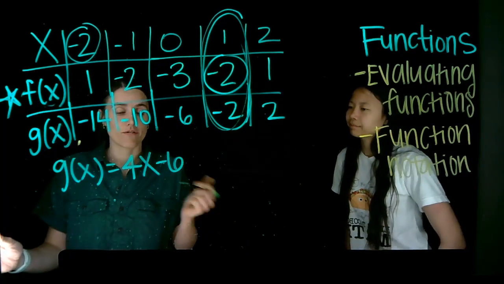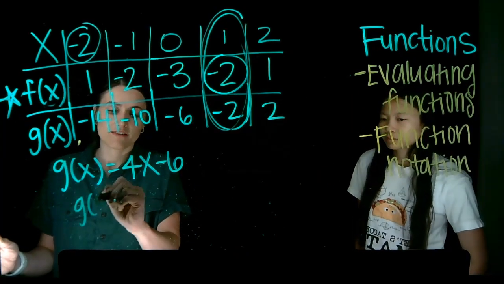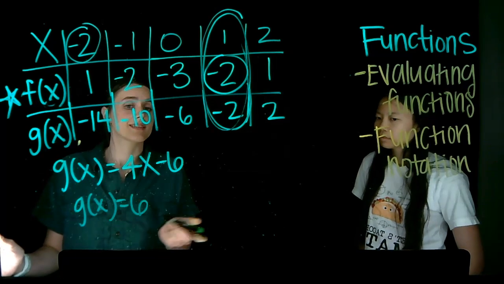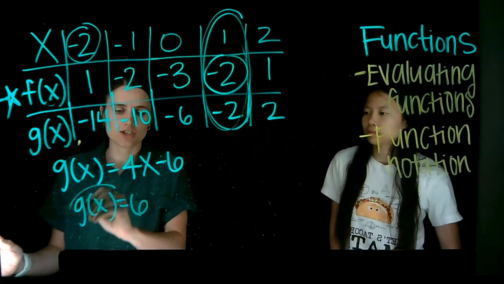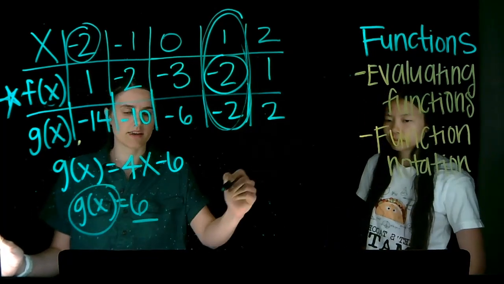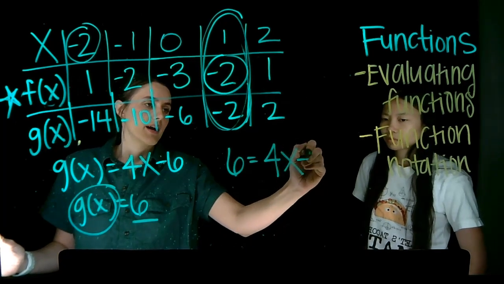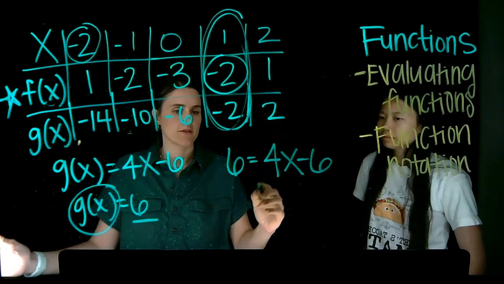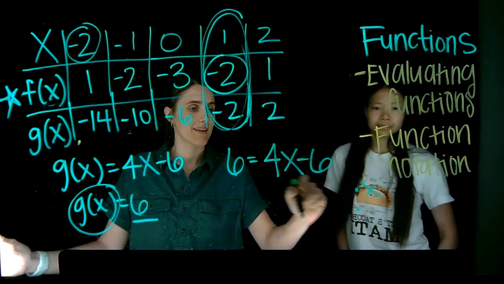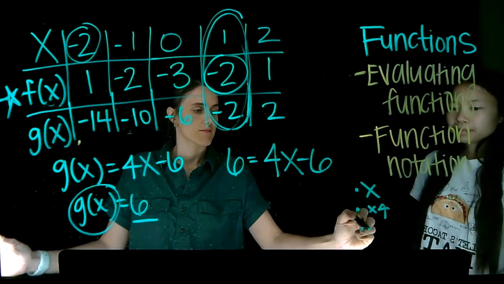All right, now we'll try it for g of x. So if we were given that g of x equals 6, then we're going to do the same thing we did on the last one, and then we're going to replace g of x with 6. So we'll say 6 equals 4x minus 6. And so now we'll write the story of x for this equation. Start with x, and then we multiply by 4, and then we subtract 6.